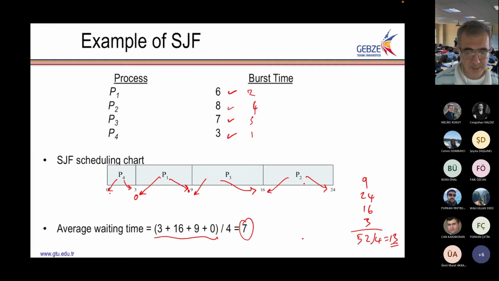Hocam burada sıralamayı kim yapıyor sürekli? Yani dispatcher mı yapmış oluyor? Yes, short term scheduler. The difference between dispatcher and schedulers is actually not clear, so let's say scheduler together. Okay, thanks.